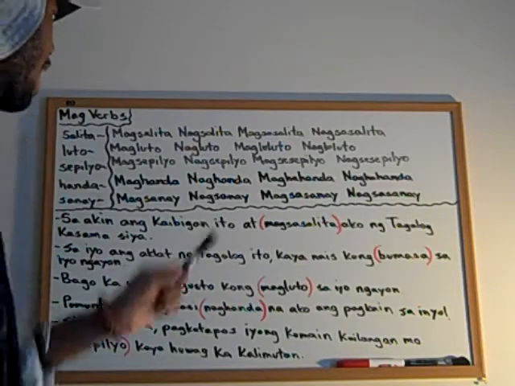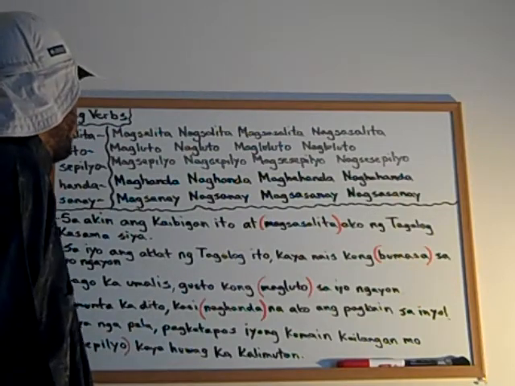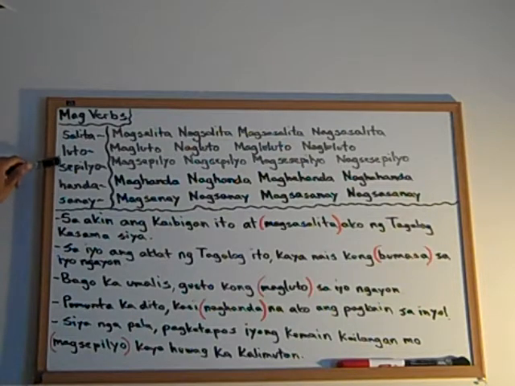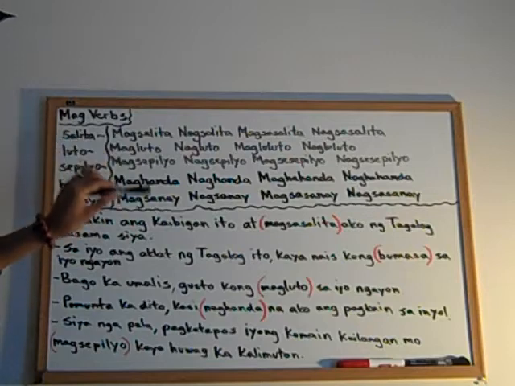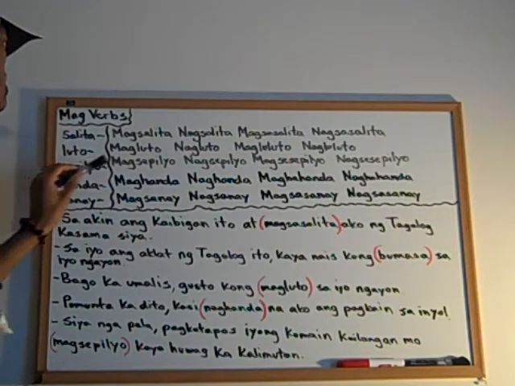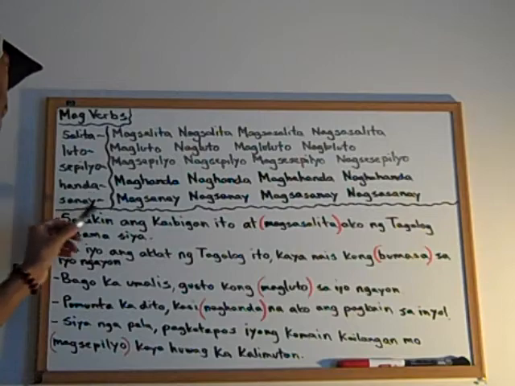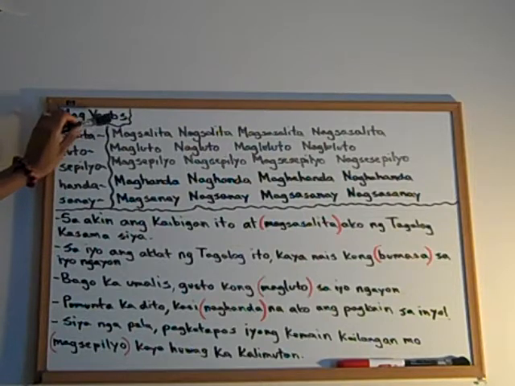So Mags. Now before we talked about the verbs. Now this is a whole new set. Okay, different rules this time. So first of all, these are the root forms. So salita, luto, sepilio, handa, and sanay. These are all root forms. Okay. So salita is from magsalita, which means to speak. Luto, magluto, which means to cook. Sepilio, magsepilio means to brush your teeth. Handa, maghanda means to prepare. Sanay, magsanay means to practice.